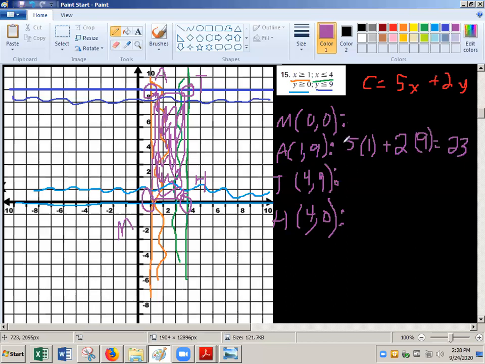From here now, I'm going to do all the rest of the points. So I plug in 0, 0, I get 0. If I plug in 4, 4 times 5 is 20. 20 plus 2 times 9 is 18, gives me 38. Pretty good candidate there. And I have 4, 0. 4 times 5 is 20. So now I have my maximum right here, which is my 38. And I have my minimum here, which is my 0.